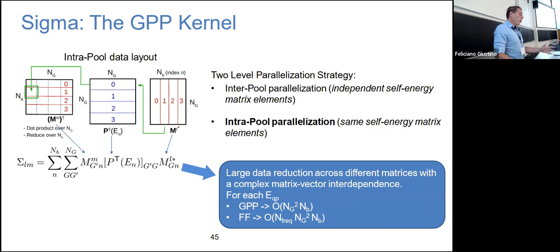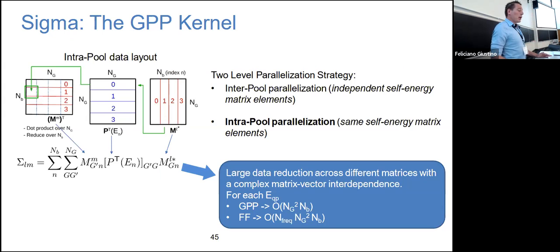So here is the working equation for the GPP model. We have a very similar working equation for the full frequency model, and here on the top we show the kind of data layout which is implemented. And if you want, from a pure computational standpoint, this is nothing more than a series of matrix vector multiplication followed by a dot product, where there's an interdependence between the matrix and the vector.